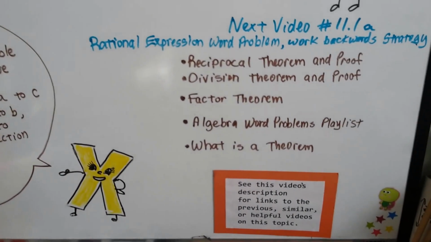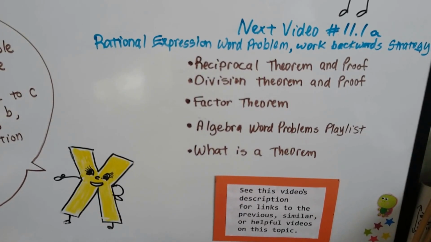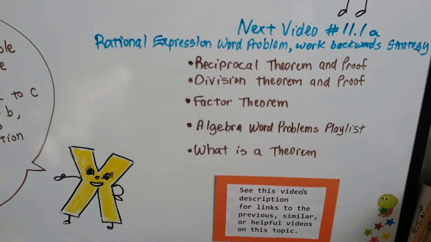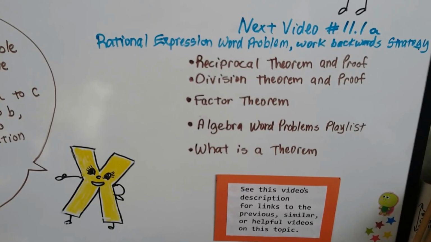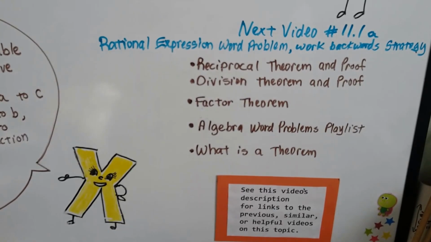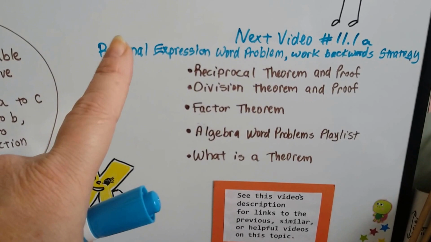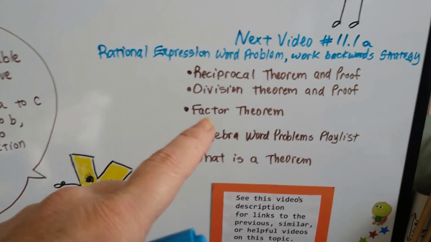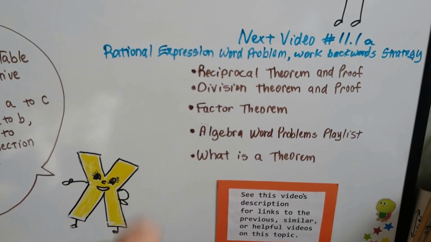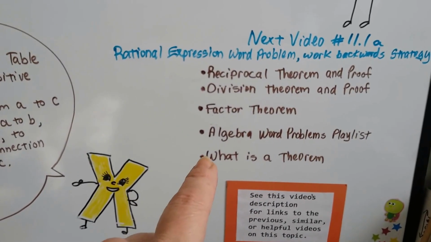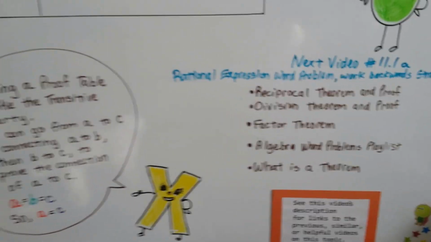Our next video, 11.1a, we're going to do a rational expression word problem where we're going to use the strategy of working backwards to solve it, all right? And if you want to see all the previous videos for Chapter 10 and the reciprocal theorem and proof we did, or the division theorem and proof we did, which might be a good idea, we also covered the factor theorem. We didn't do a proof for it, but we covered what it means. Then my algebra word problem playlist will be in there, and the video on what is a theorem will be in there, okay? So check the description.